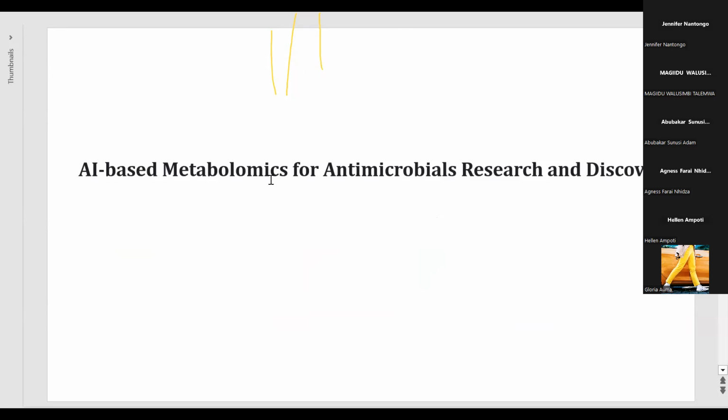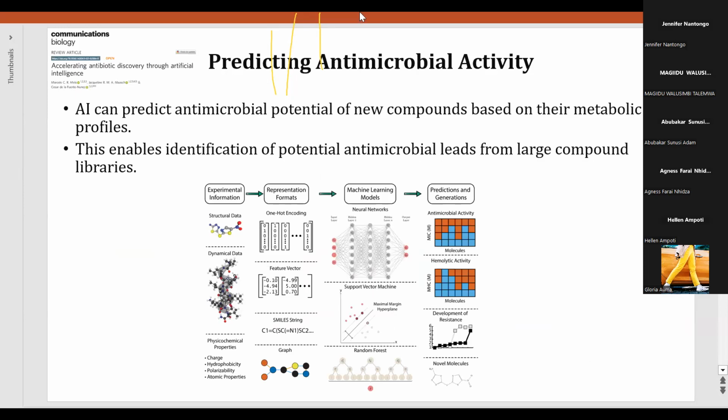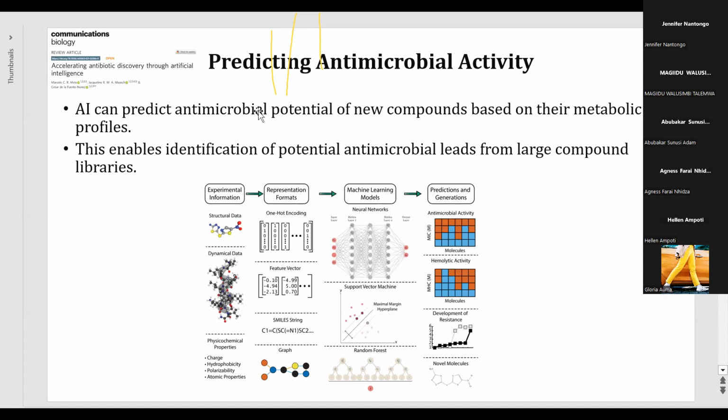Now, coming to the AI-based metabolomics. All this while, we have seen how AI-based proteomics is used for antimicrobial research. Now, let us see how AI-based metabolomics is used for antimicrobial research and discovery. These metabolites can be alkaloids, terpenoids, caffeine, or any other small molecules. So AI is able to predict antimicrobial activity. AI can predict the antimicrobial potential of new compounds based on their metabolic profile, and this enables the identification of potent antimicrobial leads from large compound libraries.